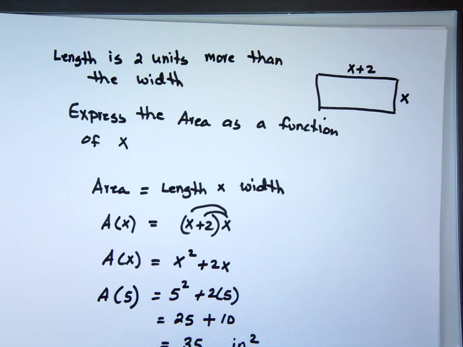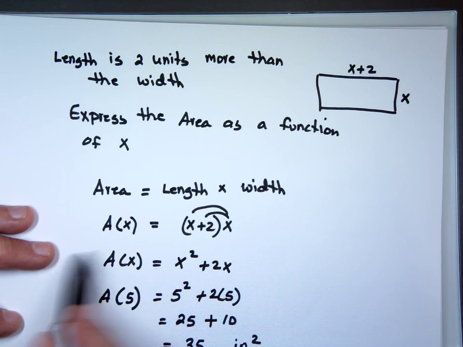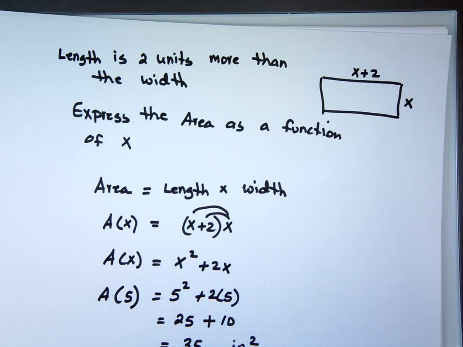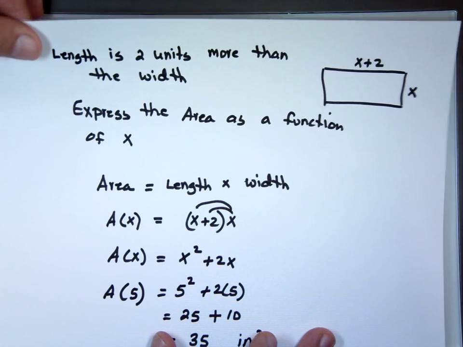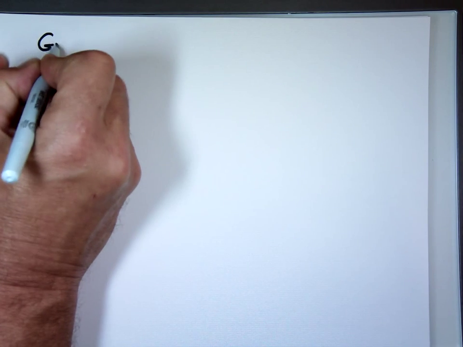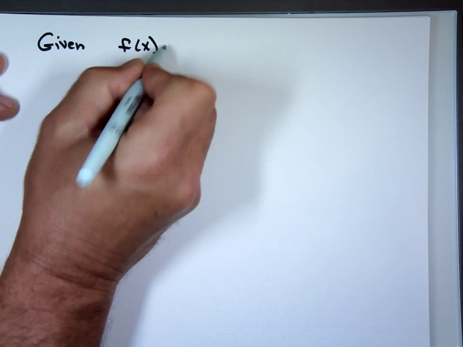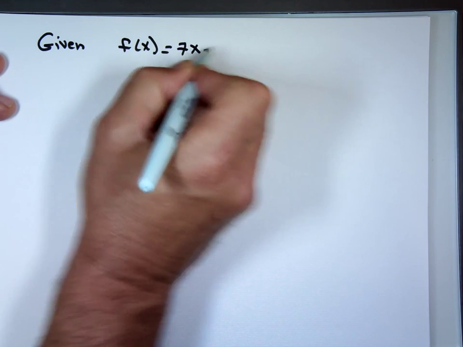This is a very popular way to write a function, f of x. We use that a lot. So I want to make sure you understand how that works there. So I'm going to make a function up. It doesn't really matter what the function represents. Who cares? But given that f of x equals 7x minus 4.